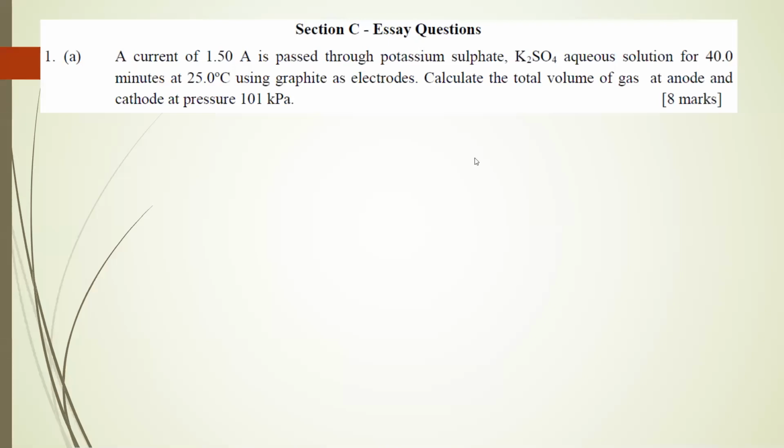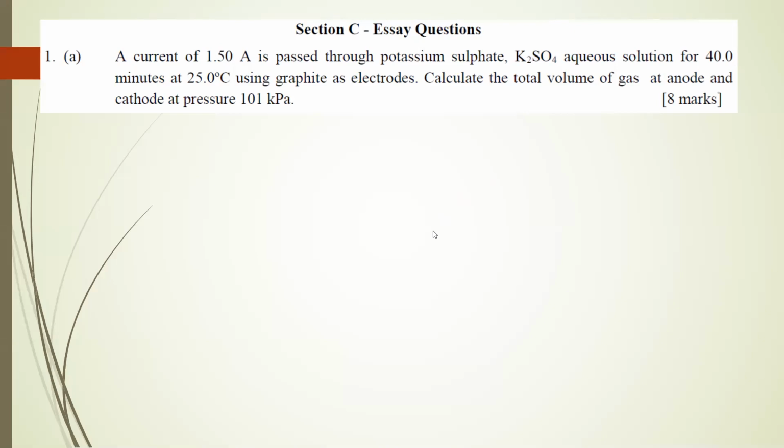Okay, so a current of 1.50 ampere is passed through potassium sulfate, K2SO4, aqueous for 40 minutes at 25 degrees Celsius using graphite as electrode. Calculate the total volume of gas at the anode and cathode at the pressure 101 kilopascal.